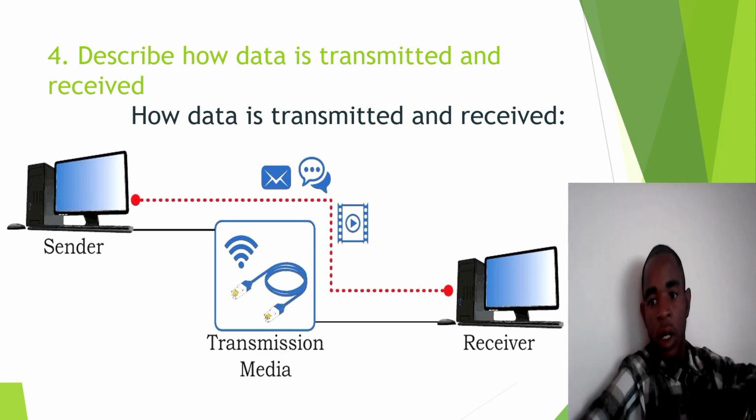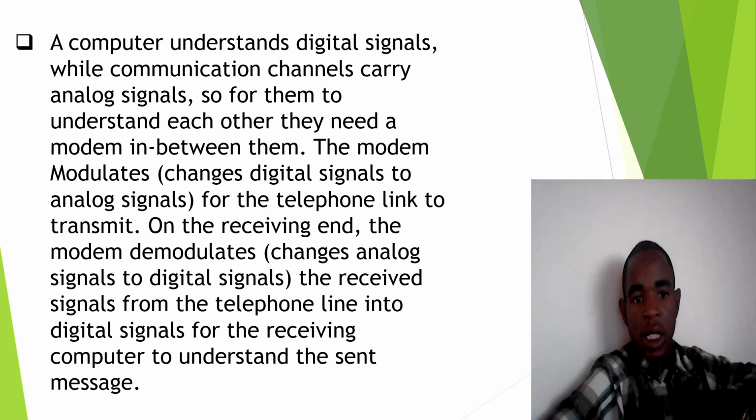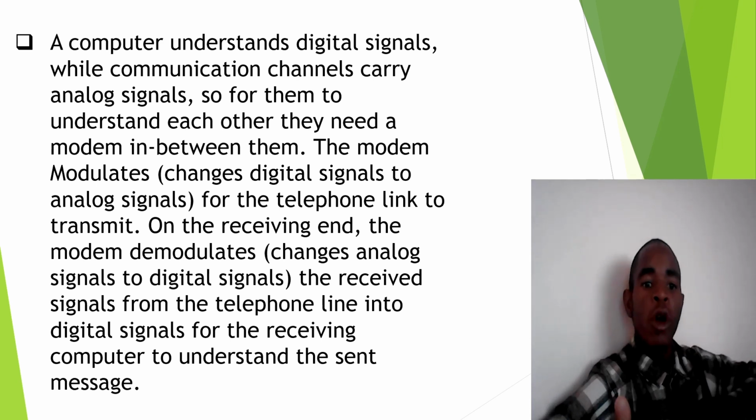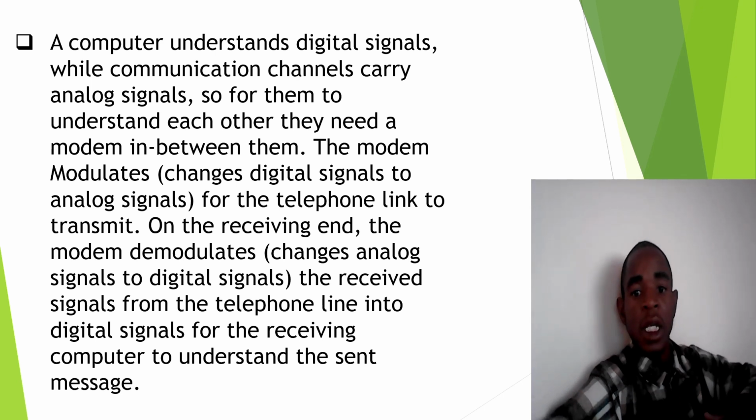So for the next slide, we talk about how a computer can only understand digital signals, while communication channels carry analog signals. So for them to understand each other, they need a modem in between them. Here we are actually talking about software and hardware. This is the modem that the computer needs to understand between a user and a computer.